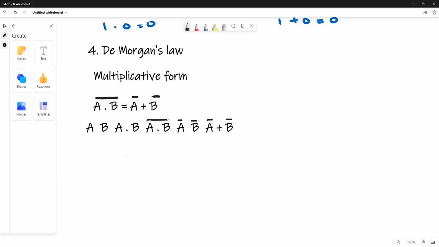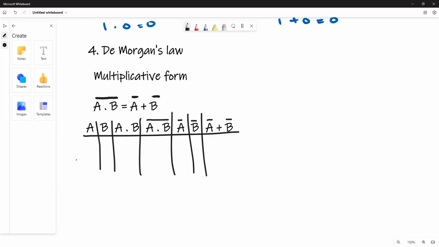So ideally, we should get the same answer in, let me put the values, two columns. That means this column and the last column. The value should be the same. So let's put some values. So we have 0, 0, we have 0, 1, 1, 0, 1, 1. Yes. Can you complete the table and send it to me?